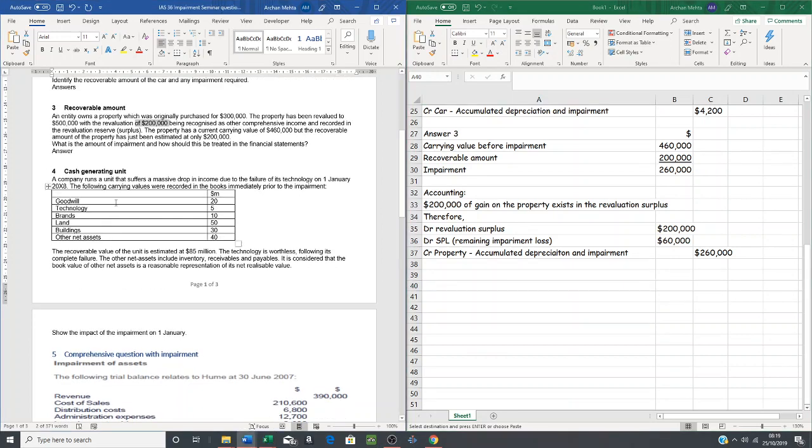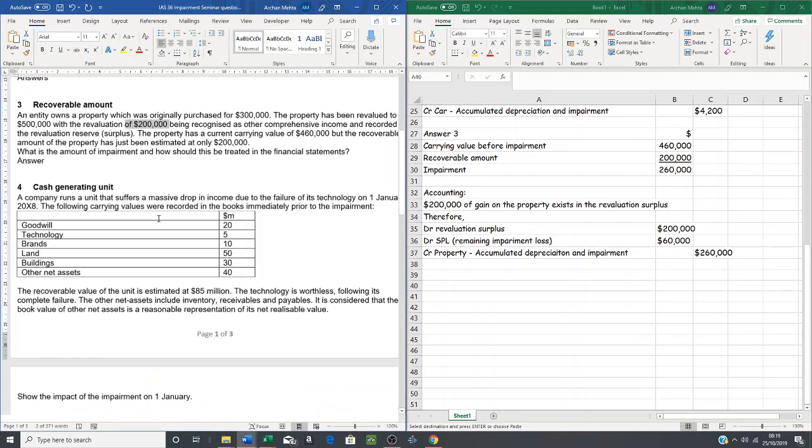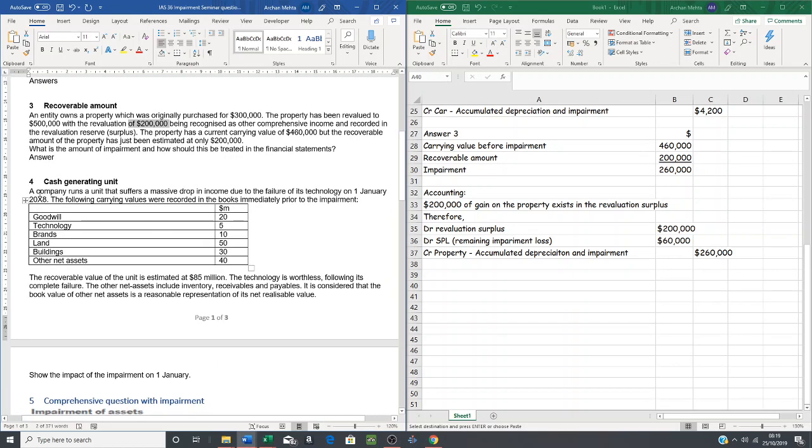Question 4 is about cash generating unit. Let's make it slightly bigger so we can see. A cash generating unit, just to remind you, is the smallest group of identifiable assets which are not capable of generating cash flow on their own. So things like brands, land, building, they're not able to generate cash flows on their own for the business. They need to work in combination with the other assets to generate money for the business.